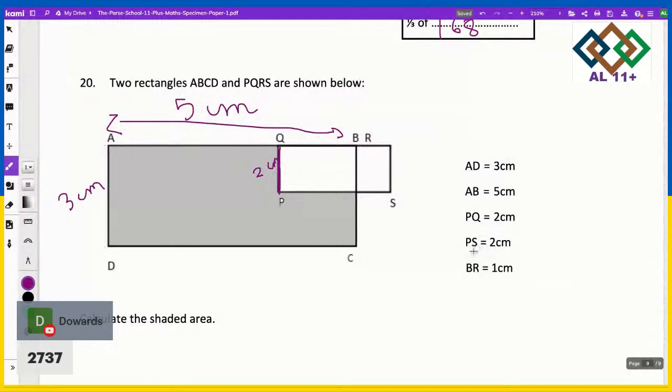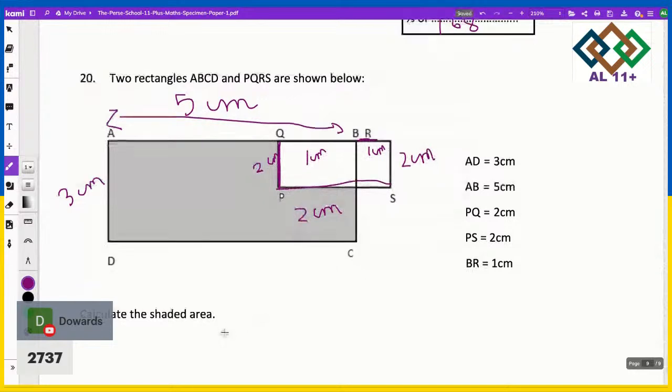P and S, this one here, 2 centimeters. And B and R, this one, I'll write it here, 1 centimeter. So if this is 1, this one will also be 1. And these all are 2, 2. So this also will be 2.